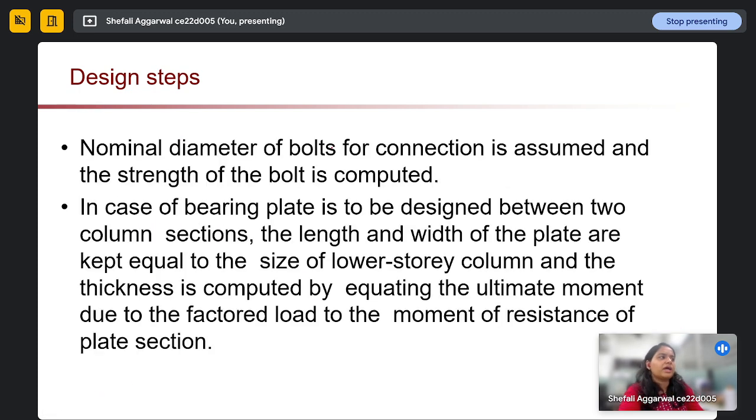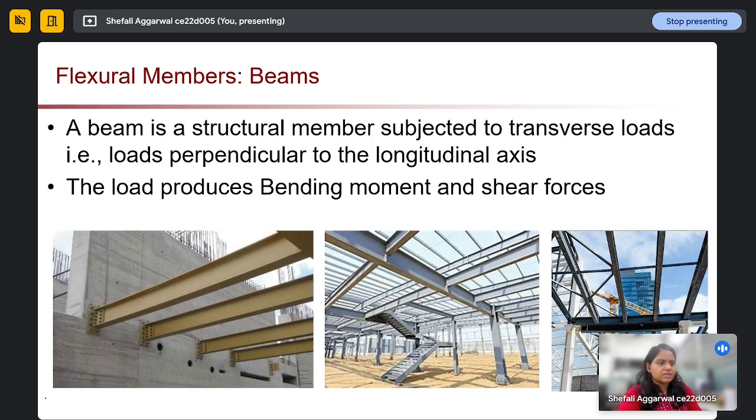Next, the nominal diameter of bolts for connection is assumed and the strength of bolt is computed. As we have seen in our batten example, the same methods we are following to design our connections. We assume the nominal diameter of bolts and then calculate the strength of our bolts. And in case our bearing plate is to be designed between two column sections, the length and width of the plate are kept equal to the size of the lower story column and the thickness is computed by equating the ultimate moment due to factored load to the moment of resistance of the plate section. So these are the different design steps.